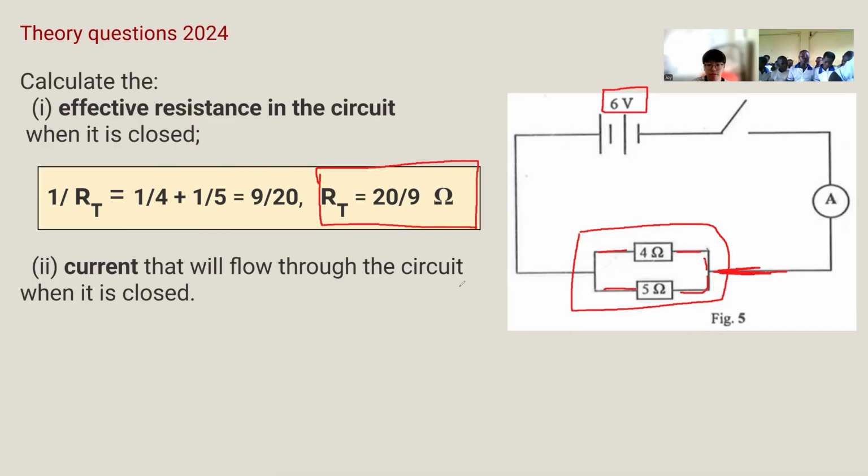Right, that's fine. The next thing is voltage divided by resistance. This is divided by 9.